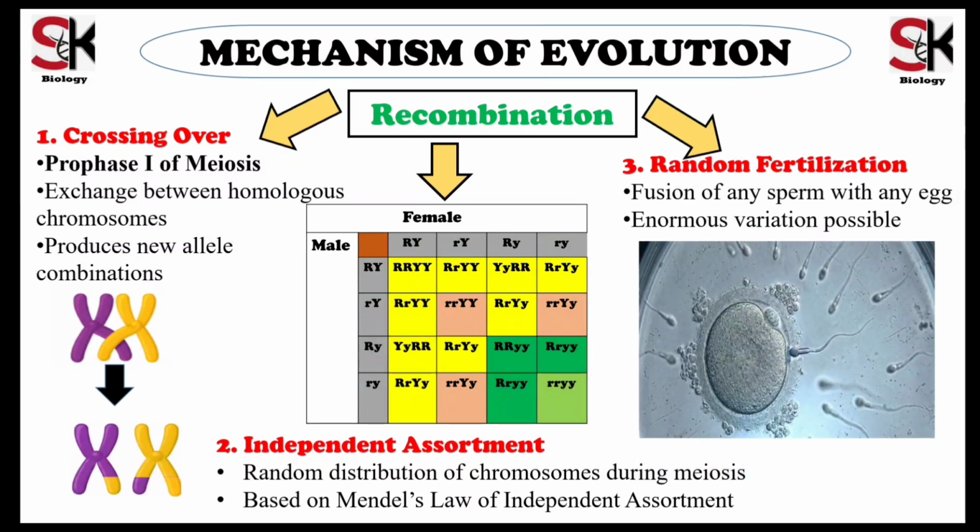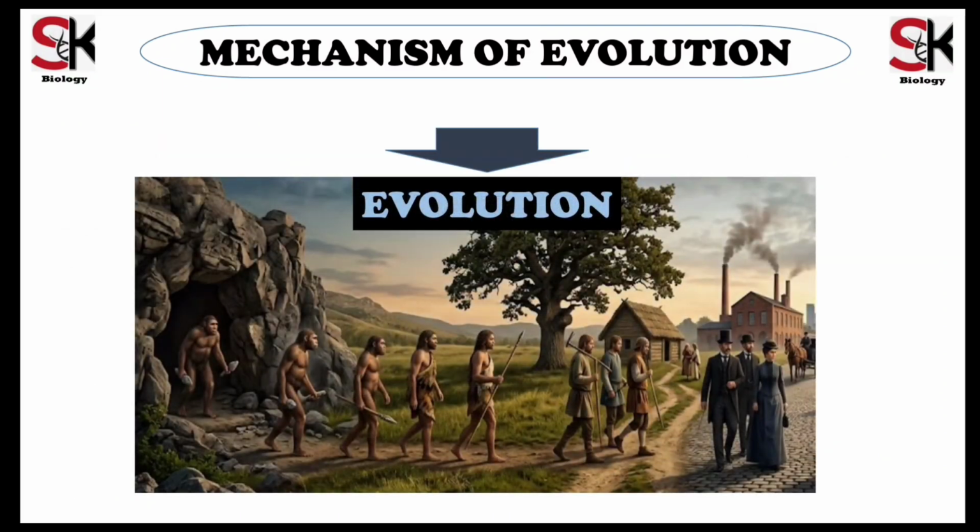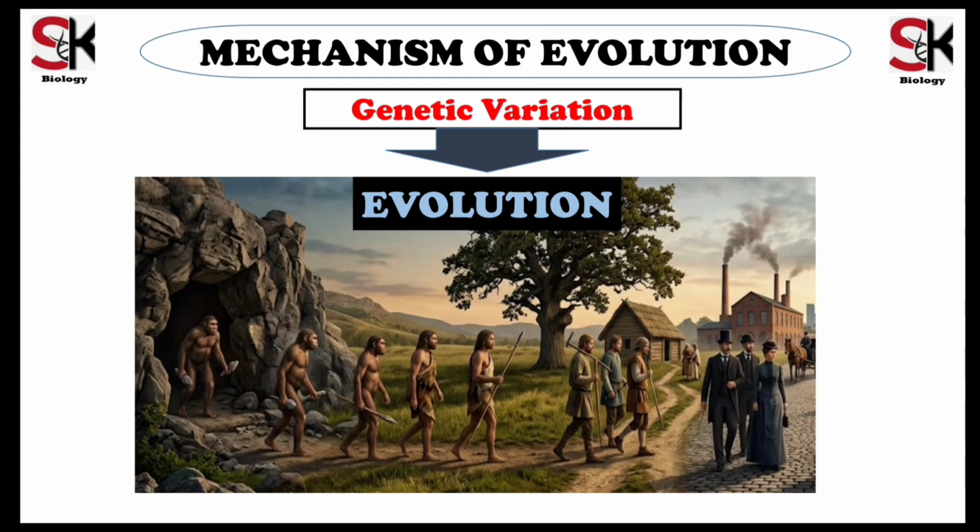So, we can conclude that mutation and recombination are the key mechanisms that generate genetic variation. And this genetic variation is essential for evolution and helps species survive and adapt over time. Thus, we can say that no variation means no evolution.